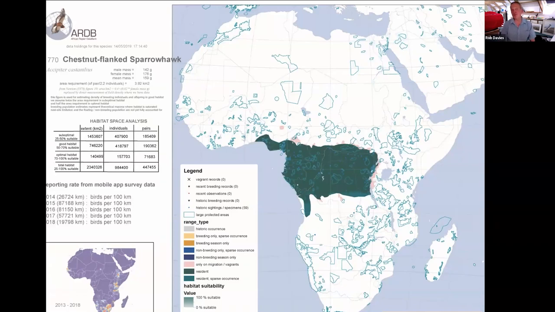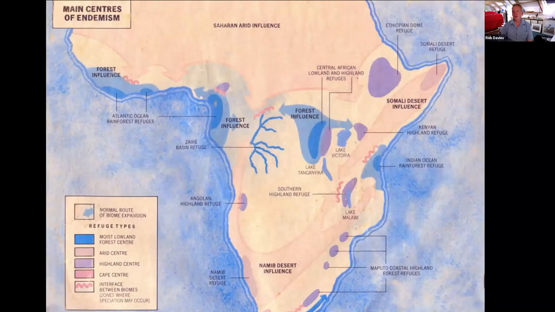That's a distribution map of the chestnut-flanked sparrowhawk, just shows the Congo Basin where they live. And it's a rather unusual distribution type. Now, we tend to think of these habitats as really fixed with time, but they're not. They've changed through evolutionary time.